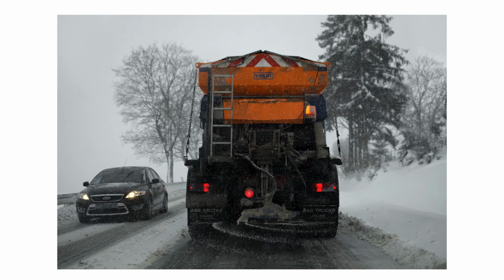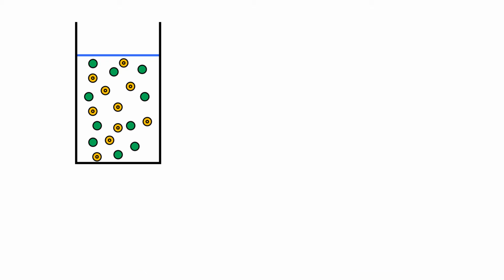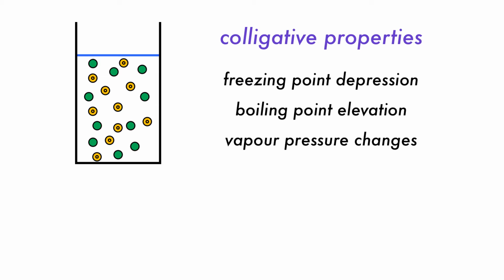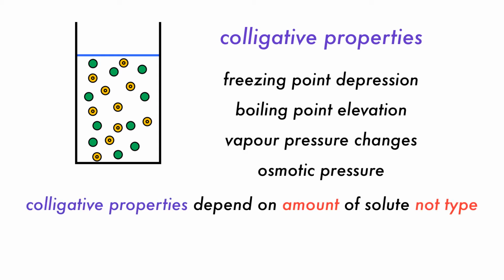During winter, salt is often spread on roads to reduce ice buildup. It works by lowering the freezing point of water, a colligative property. When a solute is dissolved in a solvent, it will change certain physical properties of the solvent. These are called colligative properties. These properties include freezing point depression, boiling point elevation, changes in vapour pressure, and osmotic pressure. These colligative properties depend not on the type of solute added, but rather the total amount added.